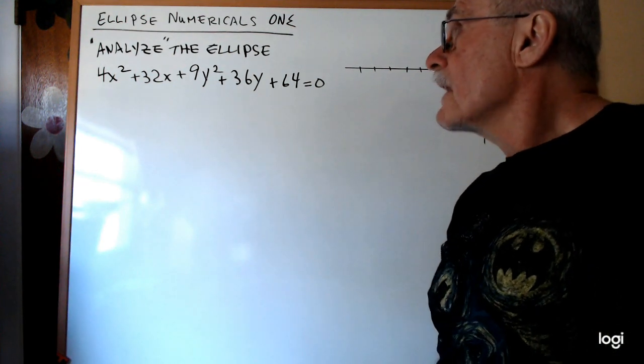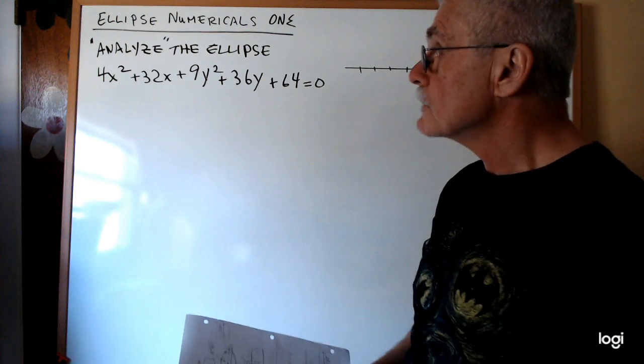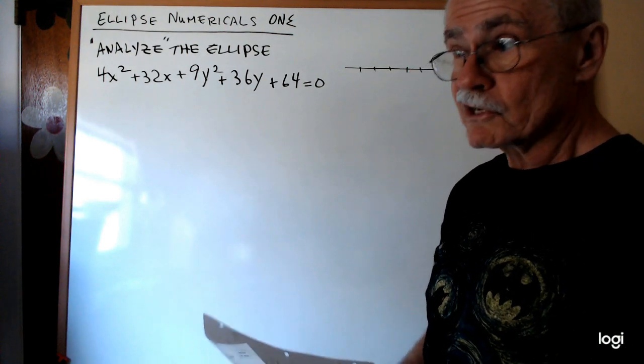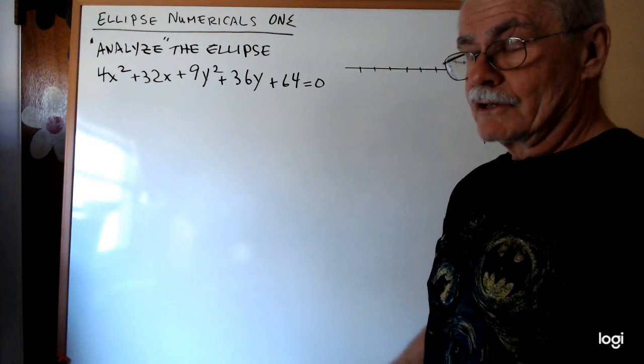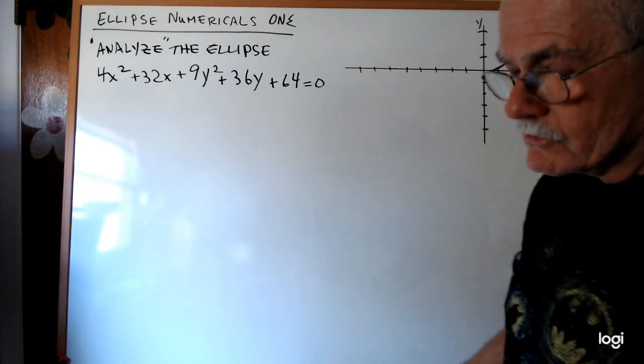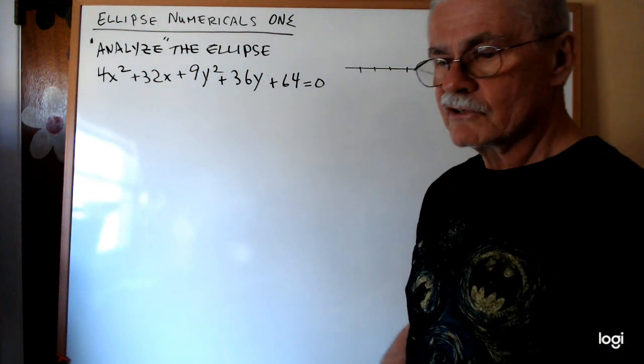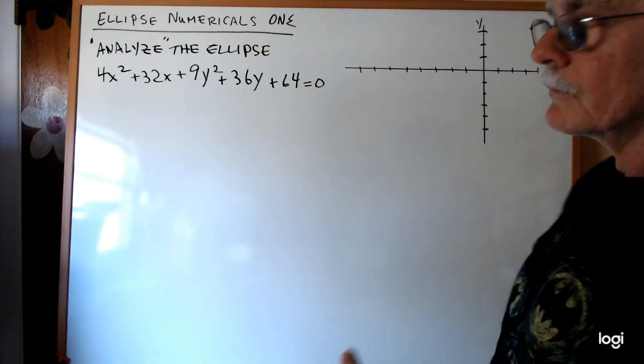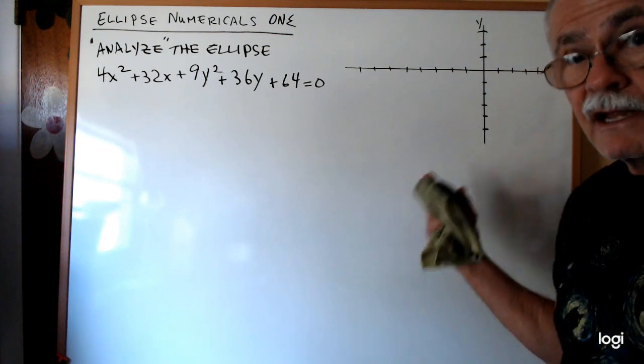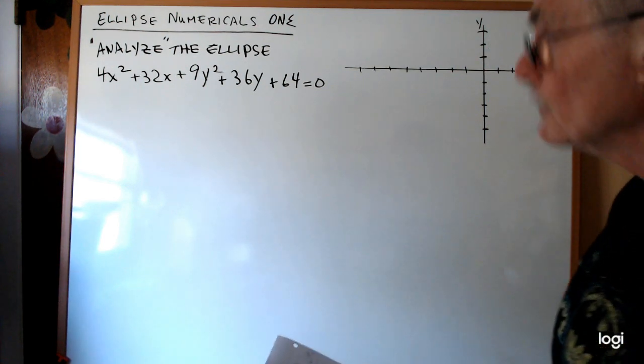And the word analyze here is a word that's used in most books. It's used in our textbook, and it basically says, say everything that you know about it. So ABC, center, foci, vertices, latus rectum, make a sketch, standard form, etc. So I'm hoping that everything will fit on here, but here we go.